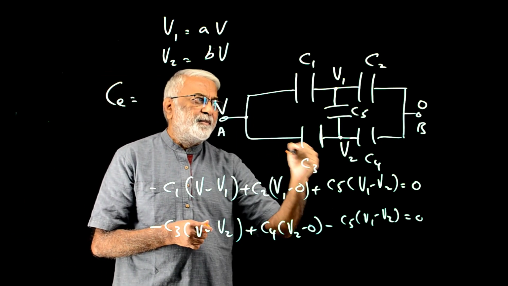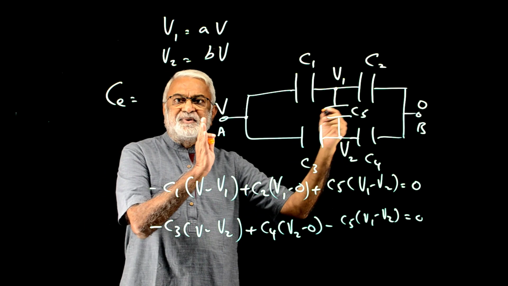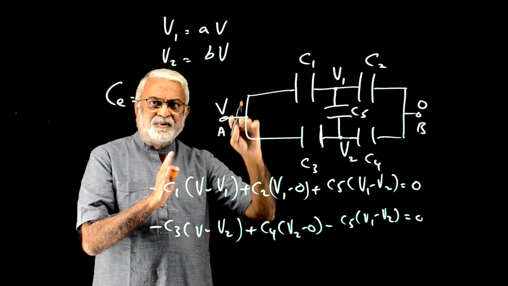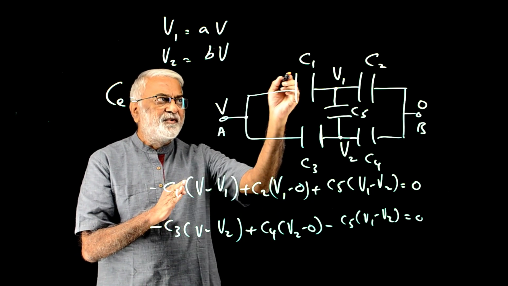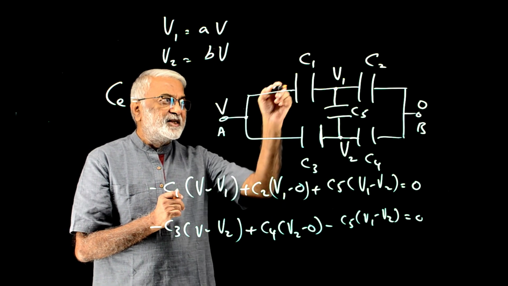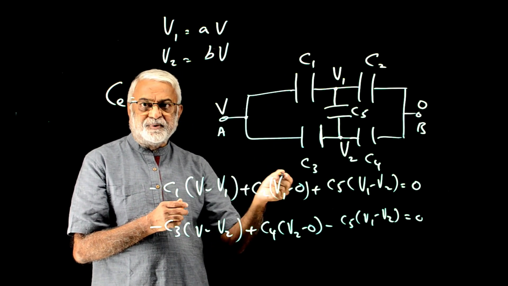Imagine this is all a black box. You apply a potential difference of V, and the charge that flows in flows onto these two plates. That is C1 into (V minus V1) plus C3 into (V minus V2).